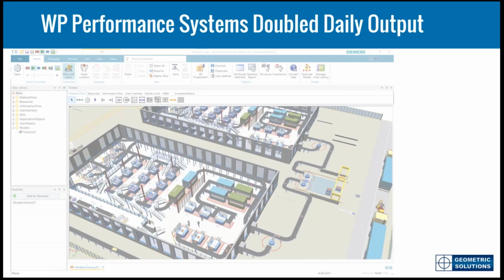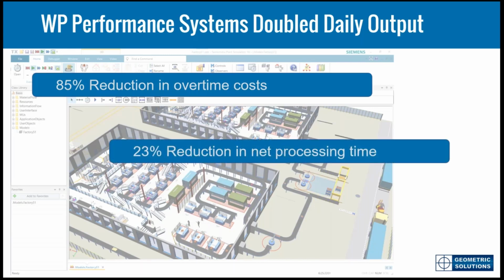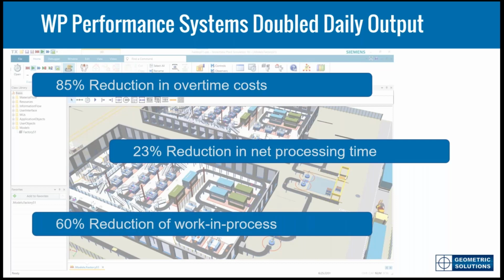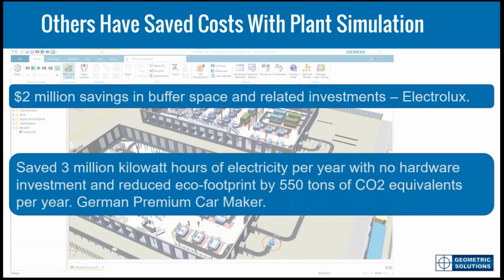So WP Performance System doubled daily output. They reduced their overtime costs by 85%. They had a 23% reduction in net processing time and a 60% reduction in work in process. Now those are big numbers, but that's what plant simulation can do. Another case, Electrolux saved $2 million in buffer space in related investments. And then a German car company saved 3 million kilowatt hours of energy using plant simulation. So there's a lot of benefits to using plant simulation, and it can help you out quite a bit.